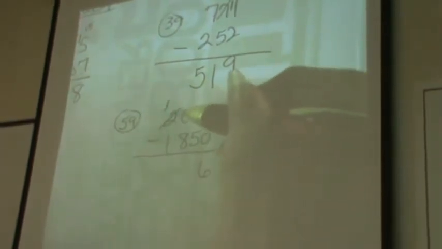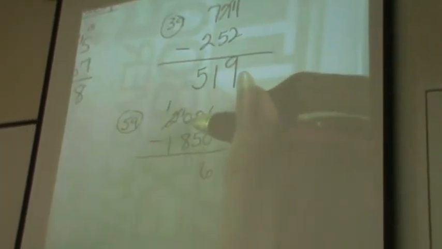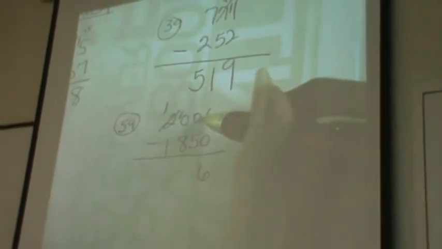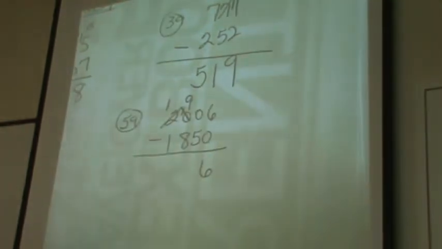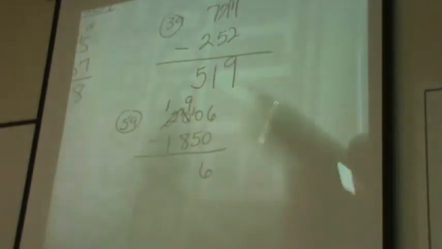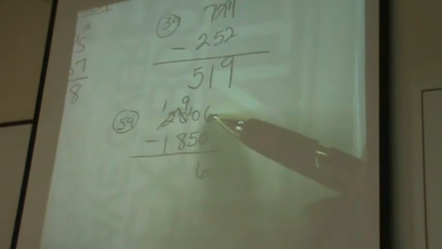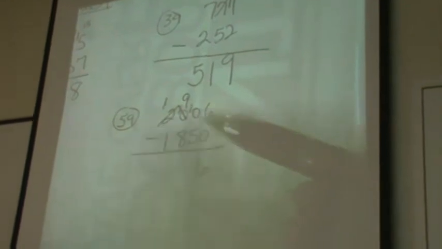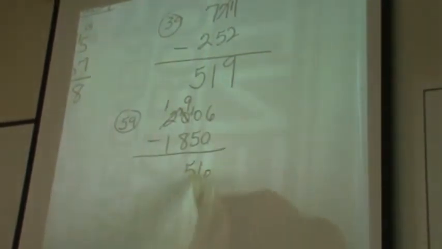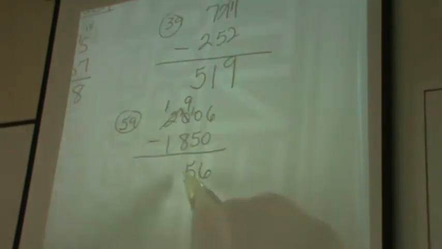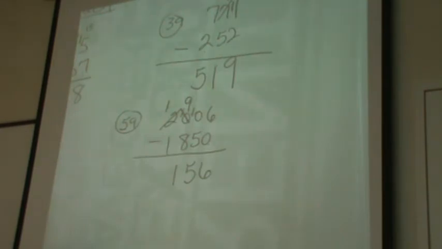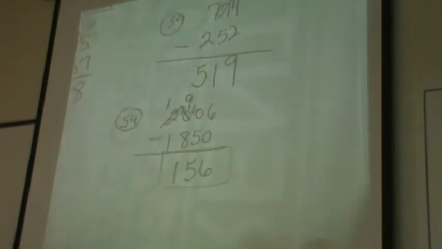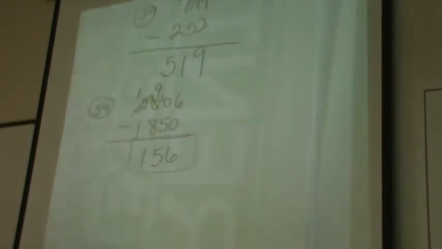That makes this one 10, but we need to borrow for this one, right? So this one is going to be 9 instead of 10. This one is 10, and we don't need to have anything borrowed from it. So you have 10 there. 10 minus 5 is 5. 9 minus 8, 1. 1 minus 1, you don't need to write the 0, okay? Just write that part.